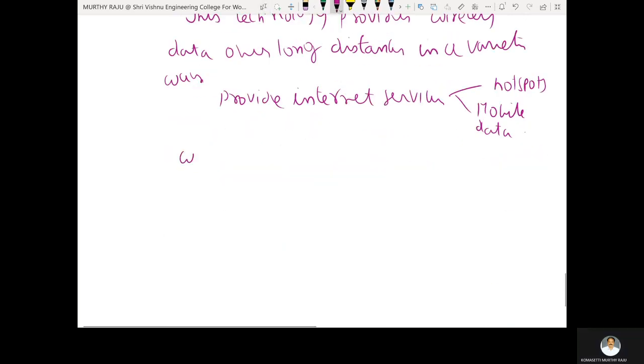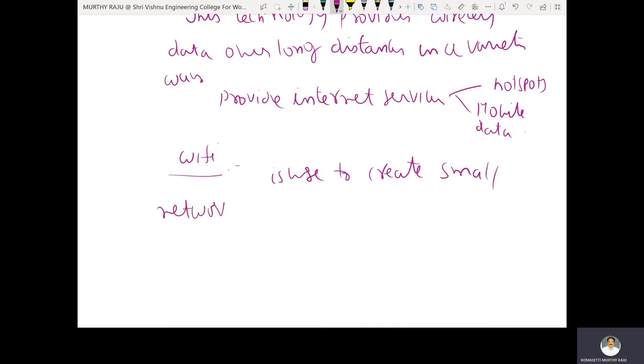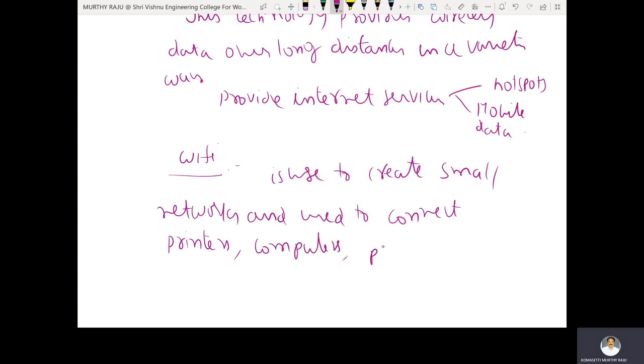And Wi-Fi is used to create small networks in your home. Tablets, mobile phones, smart TVs with Wi-Fi connectivity are all connected. Wi-Fi is used to create small networks and to connect printers, computers, phones, tablets, etc. Okay.